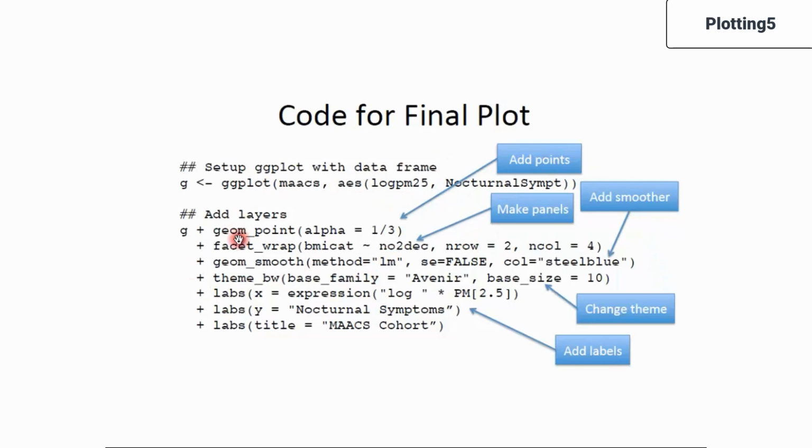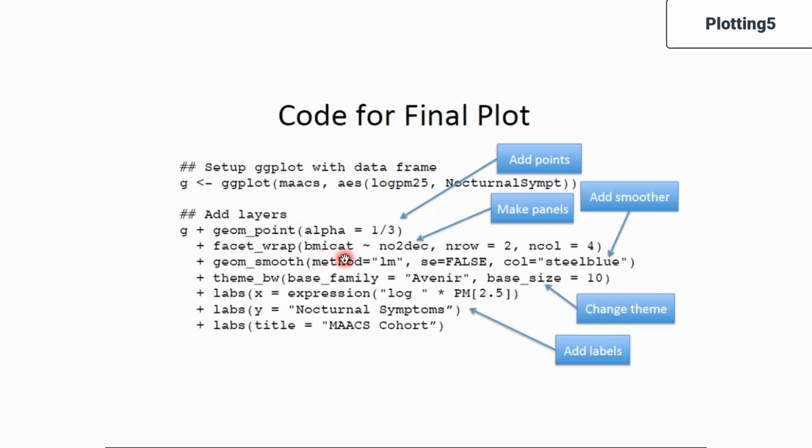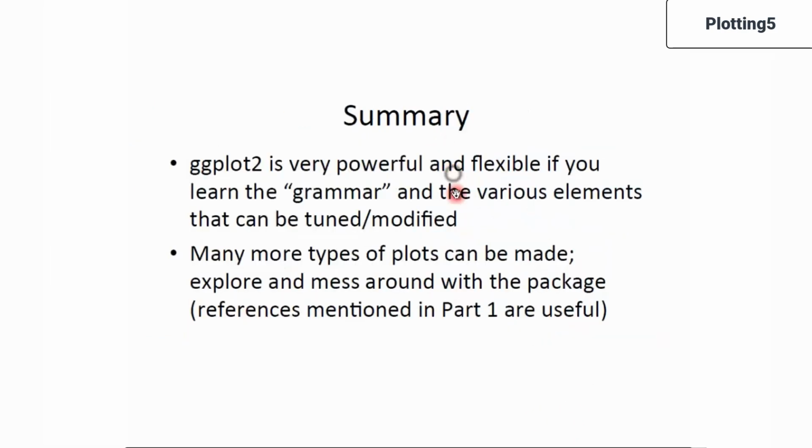The code for the final plot included the facet wrap, BMA cat, forget about that now. The smoothing method lm was used, color was steel blue, and theme black and white, base family Avenir. There are a lot of base families, you can Google it, and labs of x equal to expression log PM25, y equal to nocturnal symptoms, title MA6. When you run all this code, you'll get a plot like this, which will help you in much easier ways. Now moving on to the summary.